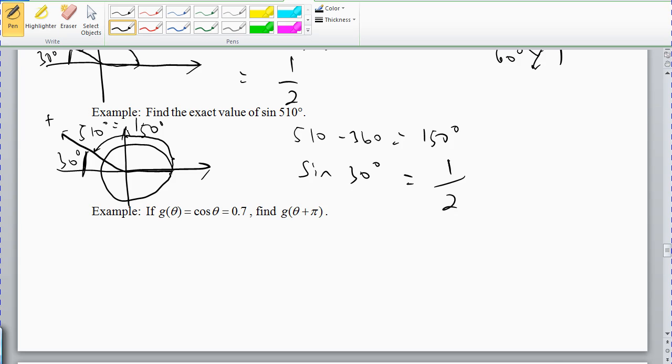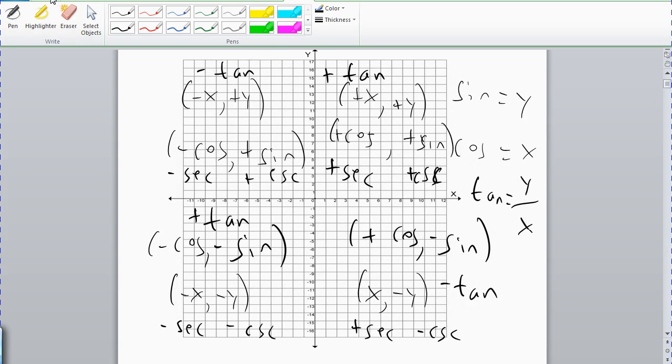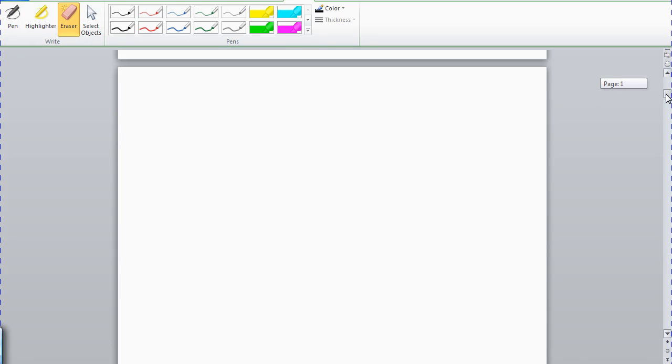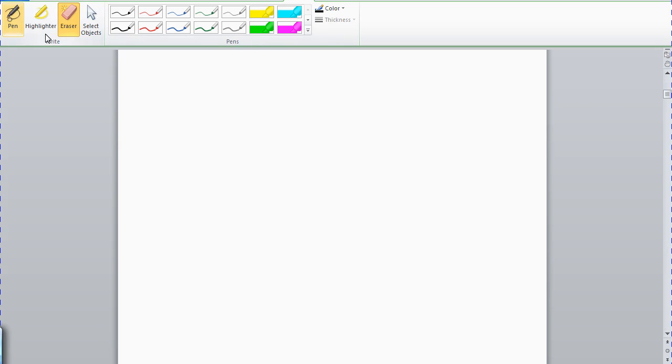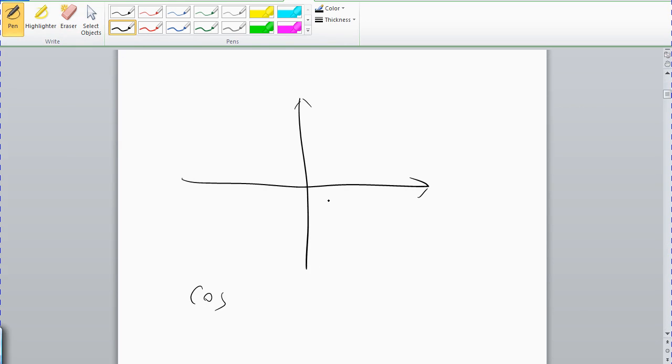Let's do another one. Let me go down here so we have some more space. Let's find the cosine of 240 degrees. Just to show you.